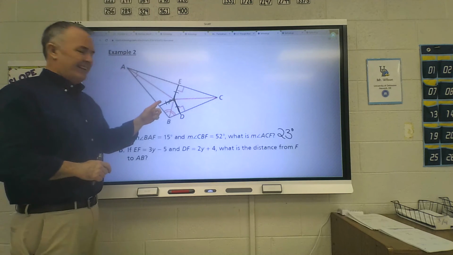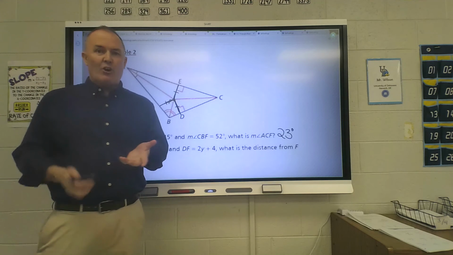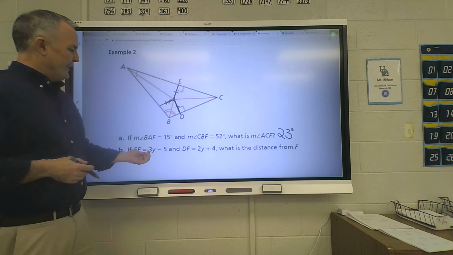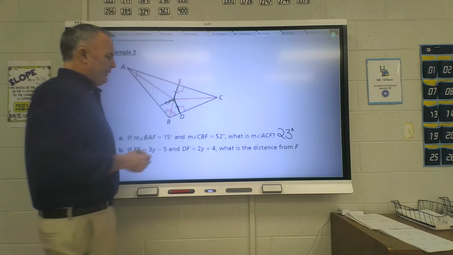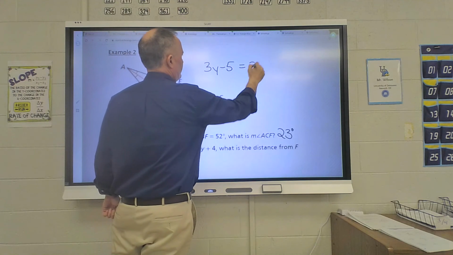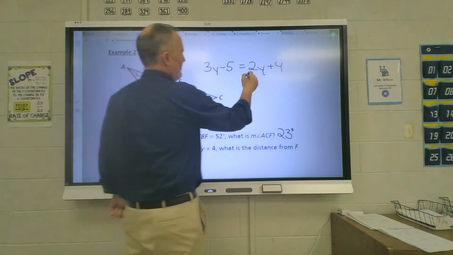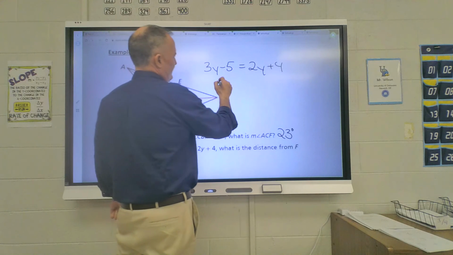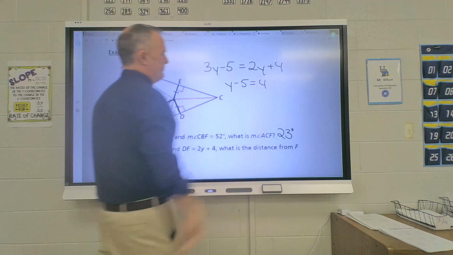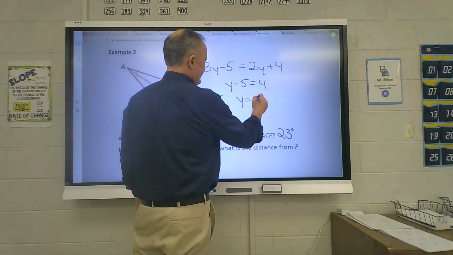So let's know this distance right here. Well, all three are exactly the same. They're all the radius of a circle if we drew an inscribed circle on the inside. So all we need to do is set 3y minus 5 equal to 2y plus 4. If I take away 2y from both sides, that gives me y minus 5 equals 4. If I add 5 to both sides, I get y equals 9.